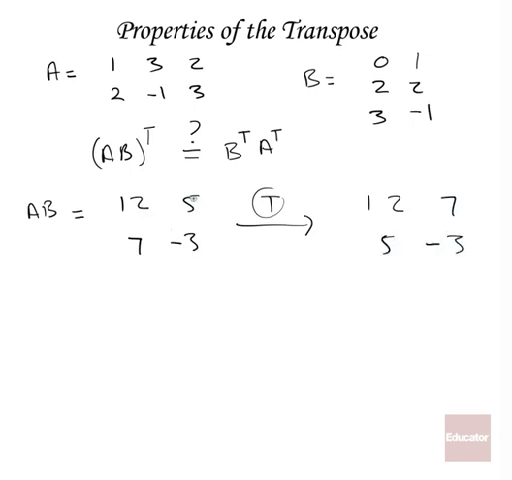Notice, this is a square matrix. The entries along the main diagonal did not change. Everything just switched position. 7 went to 5, 5 went to 7. So that's the left-hand side. 12, 7, 5, negative 3.